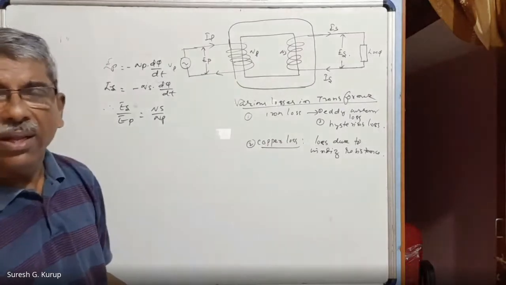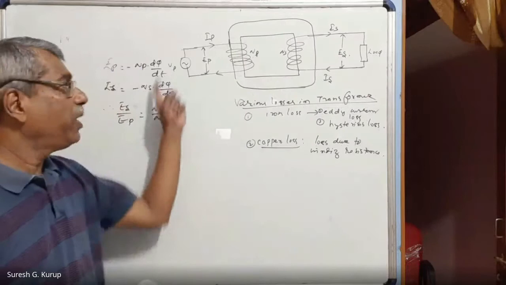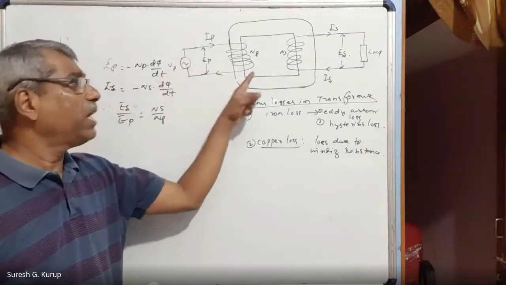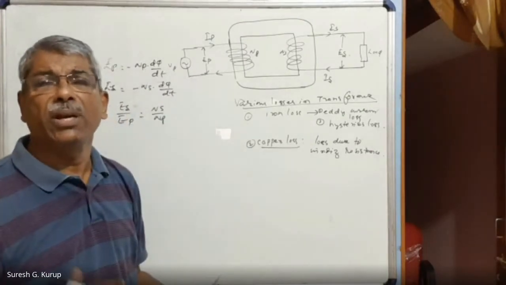Another loss is there, which is called hysteresis loss. Hysteresis loss occurs because of the variation of current and magnetic flux. That means the core will be undergoing cycles of magnetization and demagnetization.